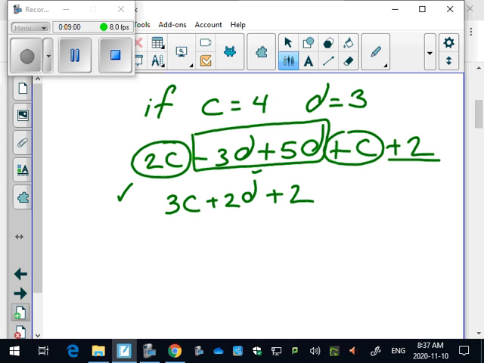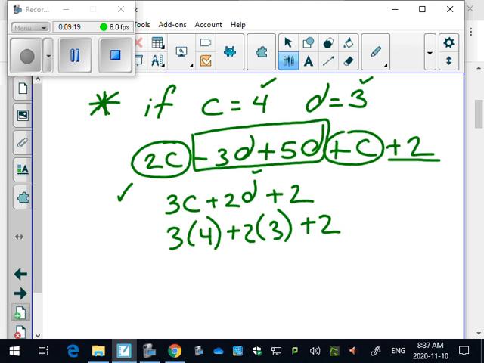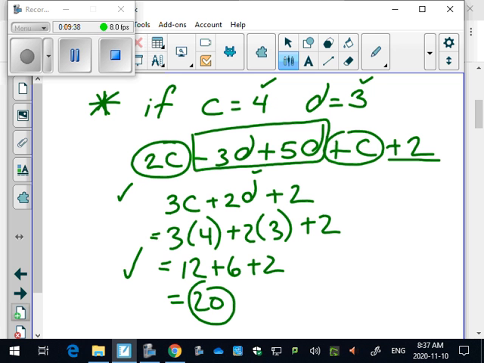But now we're going to go to the question up here and substitute the values in. So wherever I see a C, I'm going to put a 4. And wherever I see a D, I'm going to put a 3. So 3 times 4 plus 2 times 3 plus 2. Starts to look a little bit like our order of operations. Anyhow, 3 times 4 is 12, plus 6, plus 2. And 12 plus 6 is 18, and 2 is 20. There's our answer. Collected terms, substituted.